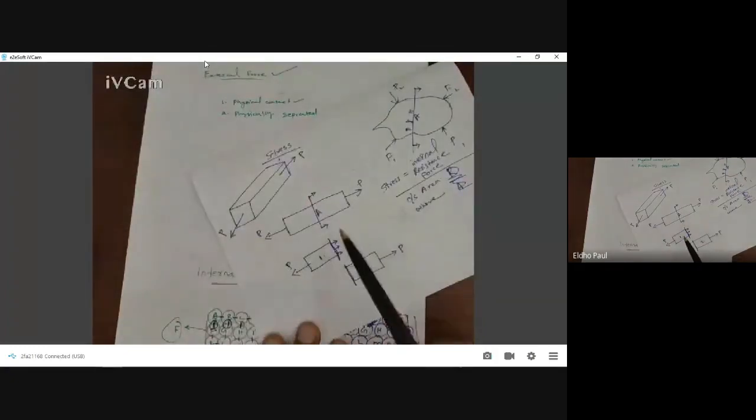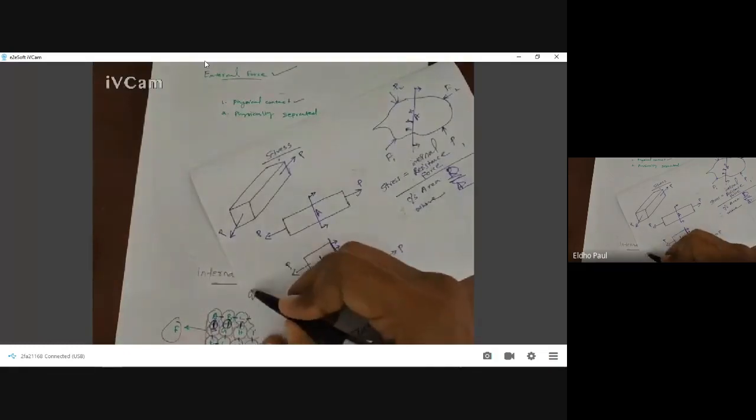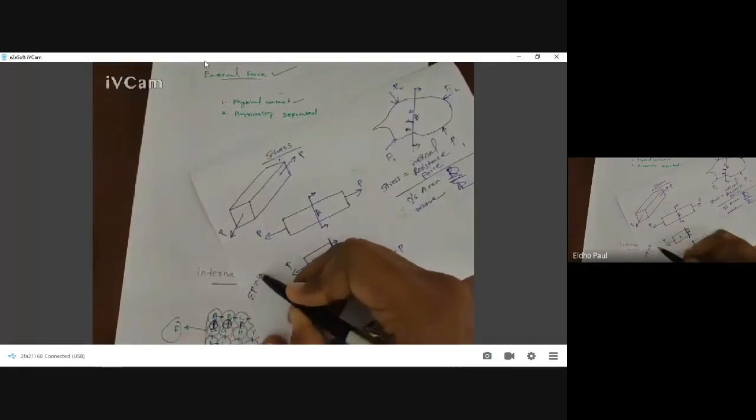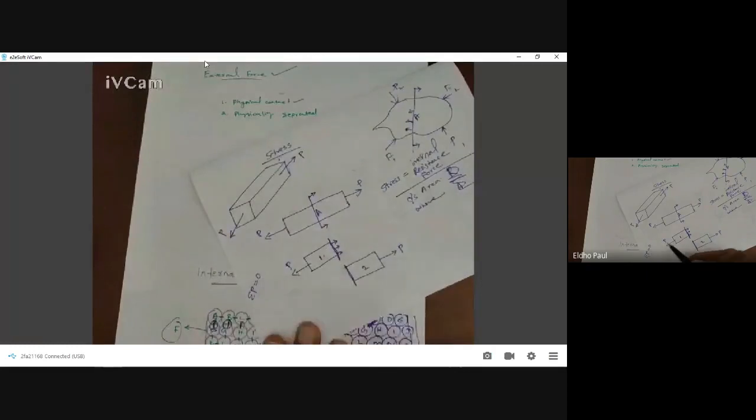This bar is in equilibrium. So if this bar is in equilibrium, the left part and the right part also should be in equilibrium. But if we consider this left part, there is only one force P. So we cannot say the sum of all forces equals 0, because there is only one force P, which is not equal to 0. So the left part is not in equilibrium.